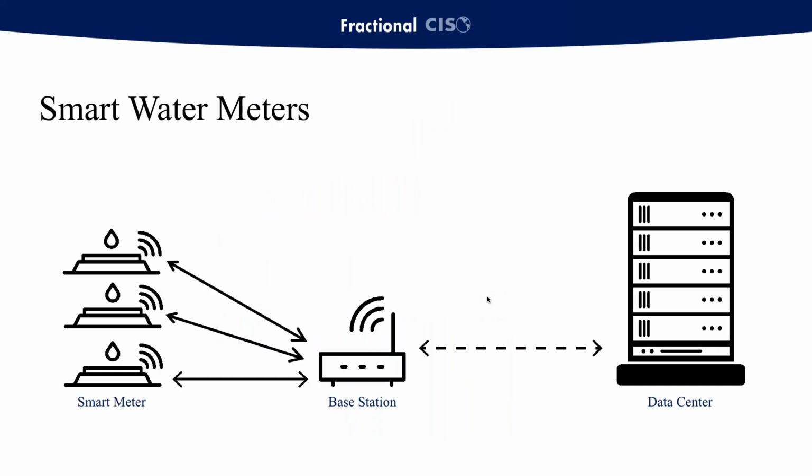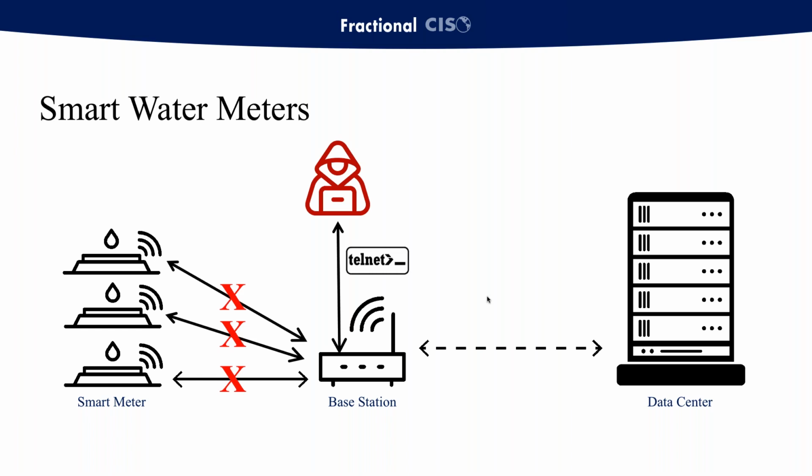And let's just take a look at how this worked. So here's how smart water meters work. You have your smart meter at your home or business. It's measuring water usage there. It's communicating via RF to the base station, which is nearby, and then the base station is communicating with the data center.